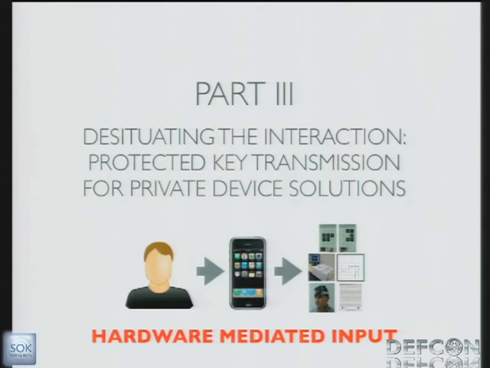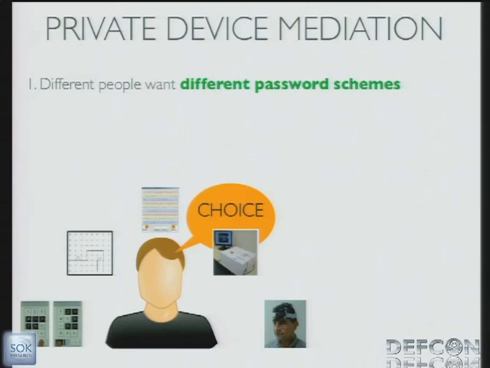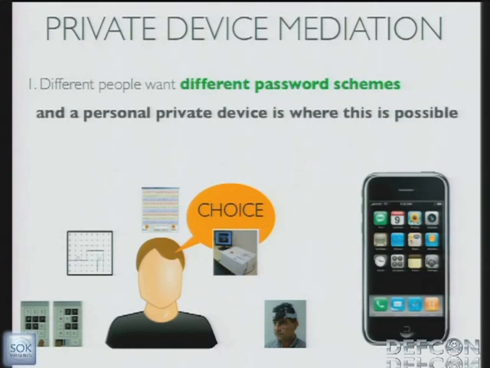So we need to look at ways that hardware can be used to desituate that interaction. We want to use different pin entry schemes like the web example, but we can't expect ATM manufacturers to include every weird interface device that people in universities come up with. But lots of people carry around these private digital devices, like a phone. And we can install whatever we want on that, unless we follow Apple's rules.